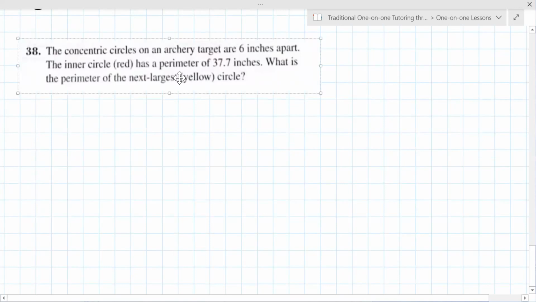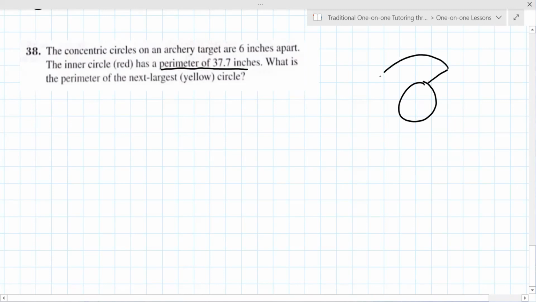The concentric circles on an archery target are 6 inches apart. The inner red circle. So let me draw it here. Okay. So here's the inner circle, and it has a perimeter of 37.7. So that's really the circumference. But then there's another concentric circle, which I assume is the outer one. And this is 6 right here. But this one down here has a circumference of 37.7. And they want the perimeter of this bigger circle here.